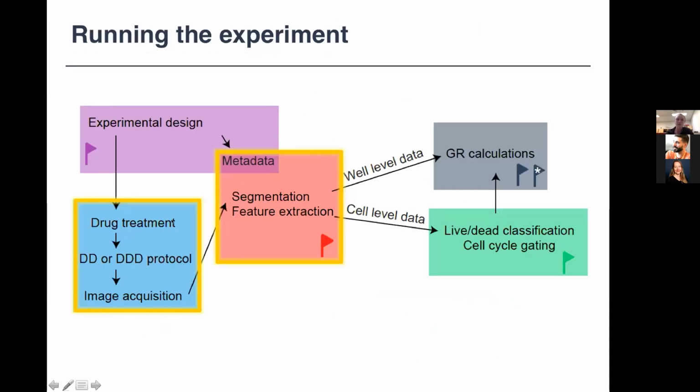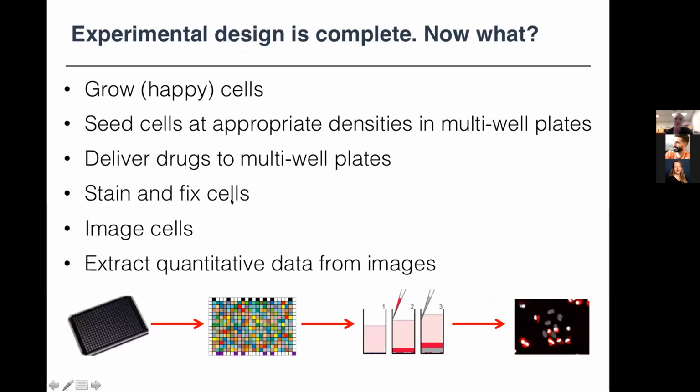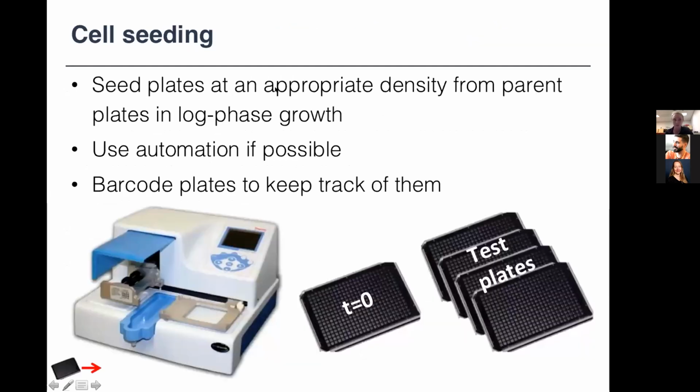Okay, so now it's time to actually run the experiment. We know what we want to do, and now we have to execute it. And so, as with most dose response studies, as I alluded to earlier as well, it's important to grow happy cells and to have them plated at appropriate densities in multi-well plates to ensure that they're going to be in log phase growth over the duration of your assay. We need to deliver drugs to these multi-well plates, stain and fix the cells, image them, and then extract quantitative feature data from the images.